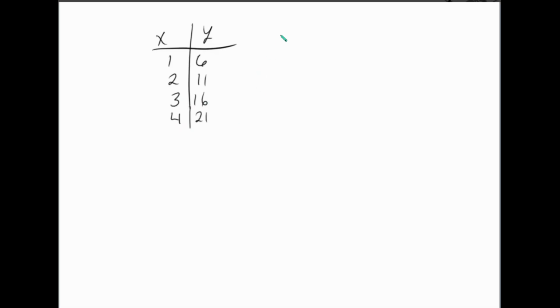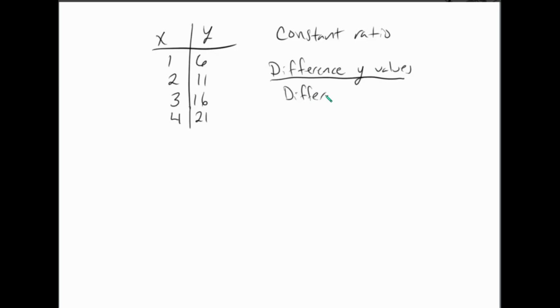Okay, so in order for a data set or a set of points to be considered linear, it has to have what we call a constant value or a constant ratio. So we need to be able to determine how to get that ratio from a data table. What we need to do is take a look at the difference of the y values over the difference of the x values.